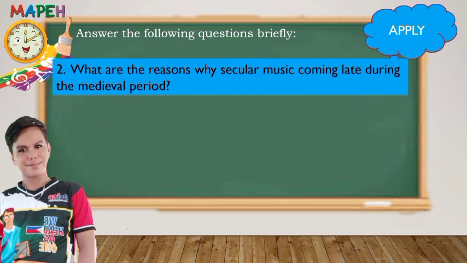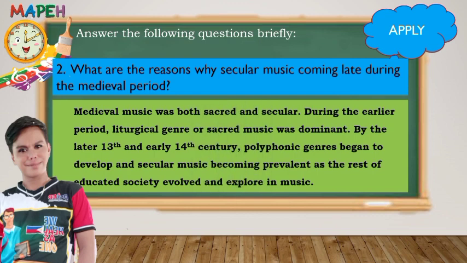Then what are the reasons why secular music came late during the medieval period? Medieval music was both sacred and secular. During the earlier period, liturgical genre or sacred music was dominant. Then, by later 13th and early 14th century, polyphonic genres began to develop and secular music became prevalent as the rest of educated society evolved and explored in music.